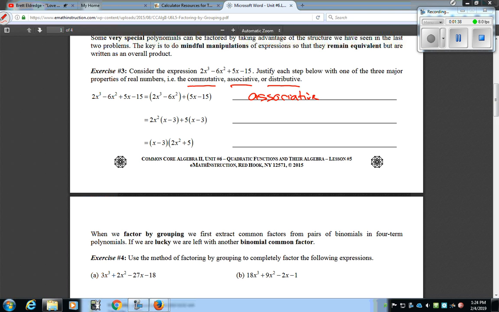Now with the second one, we find that we have common factors being divided out. So this would be your distributive property, and we're distributing by division. And then for the last step, it's commutative, because we are taking terms from above to here and rearranging them. So when we do our factoring by grouping, we're actually going to use all three of our major properties when we're talking about number sense. Now let's get into an example.